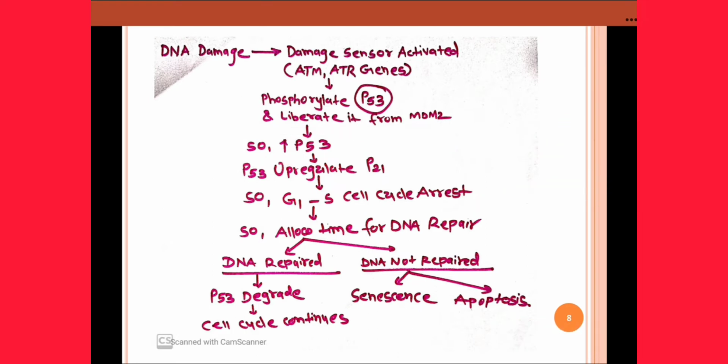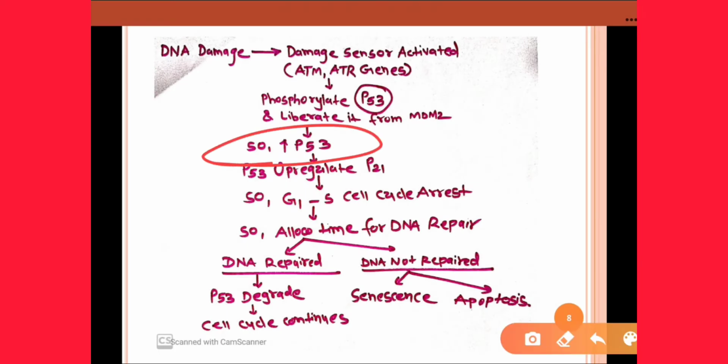They will increase. And guys, once the P53 increases, it upregulates one specific protein that is known by the name P21.